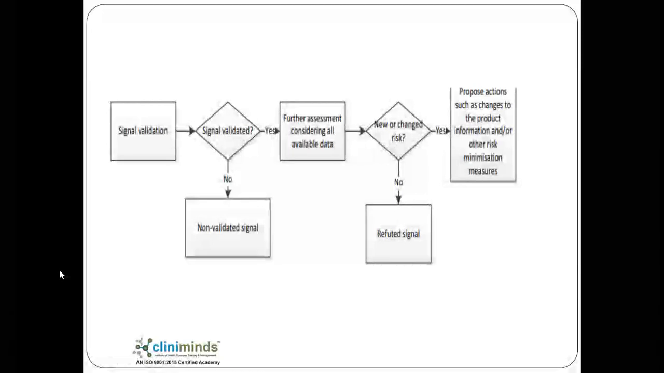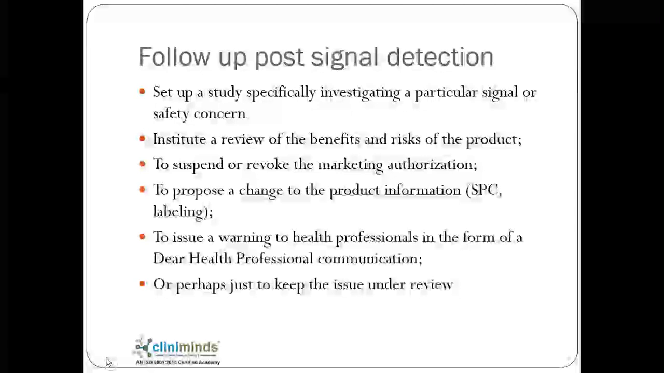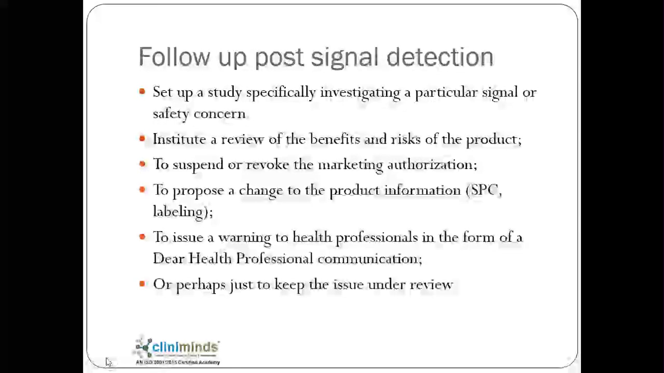And in the next slide, we have a flow chart, again summing up the things. First, a signal is validated. If no, then it is considered a non-validated signal. If yes, then there is further assessment considering all the available data. After evaluation, is there any new or changed risk? If no, then it is a refuted signal. If yes, then it proposes action such as a change of the product information or any other risk minimization measures, based on the evaluation.